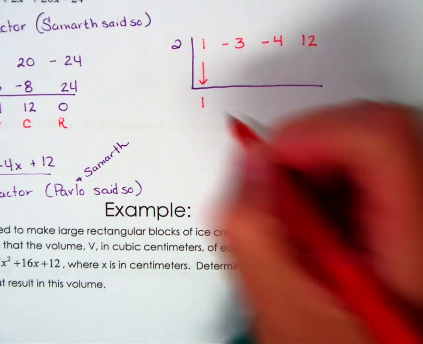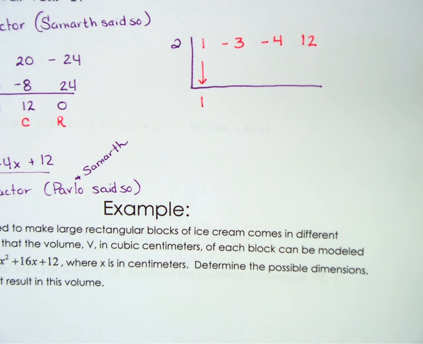Oh, so you don't have to do the remainder here? No, we did. Pavlo did it and Samarth did it, and they found that 2 worked again.